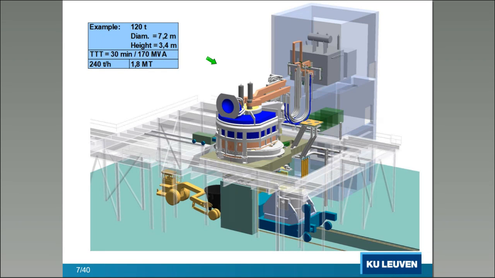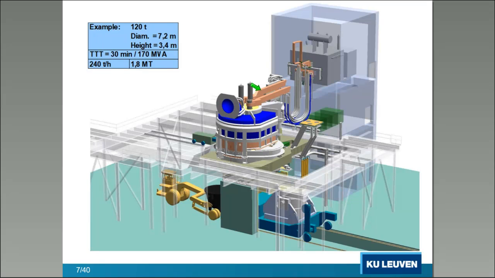Now let's go to the arc furnace itself. Here is a principal scheme of what is an arc furnace. We start here at the top right corner, so the transformer. Then you have here the cables bringing the current to 3 electrodes. 3 electrodes means that we have an alternating current arc furnace. Not important for the moment. I will come back to that later when I make the difference with the direct current arc furnace.